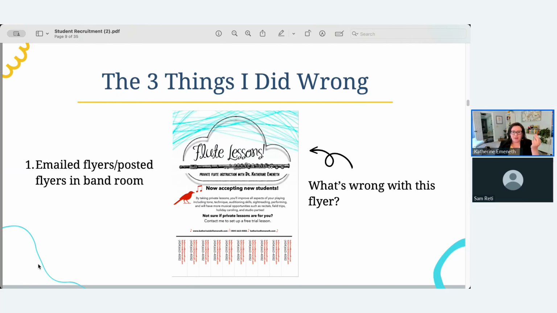I don't know if you've been in a public school recently, but most public school teachers do not have color printers. So anytime you email something and are asking it to be printed out, it needs to not have a ton of color on it, because it's going to be printed out in black and white anyway. Make sure that it's going to look good in black and white as well. Okay, so that's the first thing.